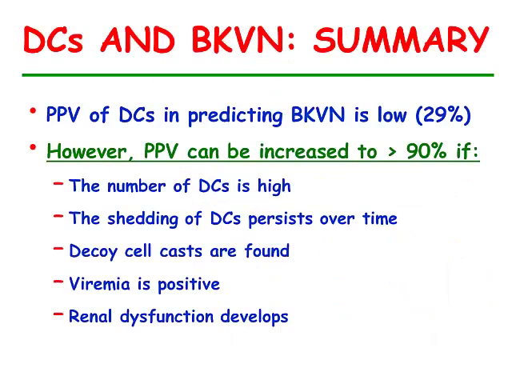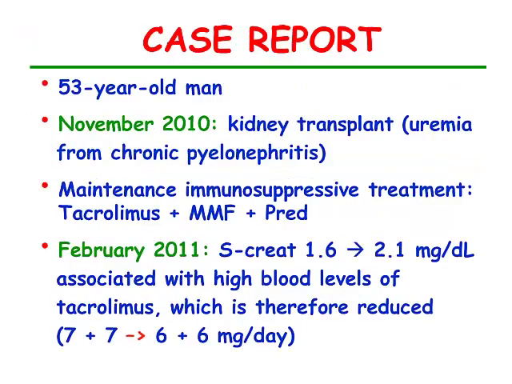So a summary of the importance of decoy cells compared to nephropathy, not just reinfection, is that the positive predictive value of decoy cells in predicting nephropathy is low. However, it can be increased to more than 90% if the number of decoy cells is high, if the shedding of decoy cells persists over time, if decoy cell casts are found in the urine, if viremia is positive and renal dysfunction develops. Now I have a case report, but since there is a shortness of time, I will stop here. If you have questions, then we can decide what to do with the case report.